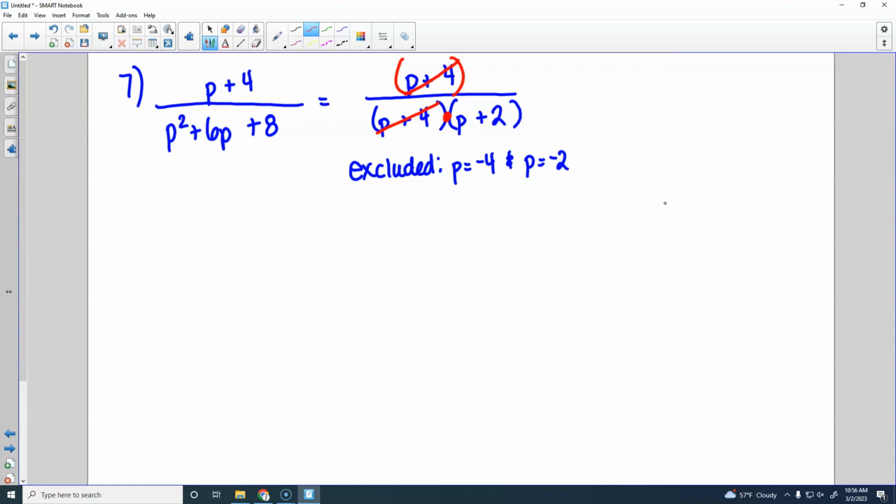Okay, so once those cancel, you would still have a 1 in the top because you have to have something in that numerator. So we would have 1 over p plus 2, and that would be our simplified version of this. But notice that I said you need to do excluded values first, because if you wait till the end, you're going to lose that -4. And that -4 is still an excluded value, because it would give you a hole in your original graph if you were looking at that as a function.